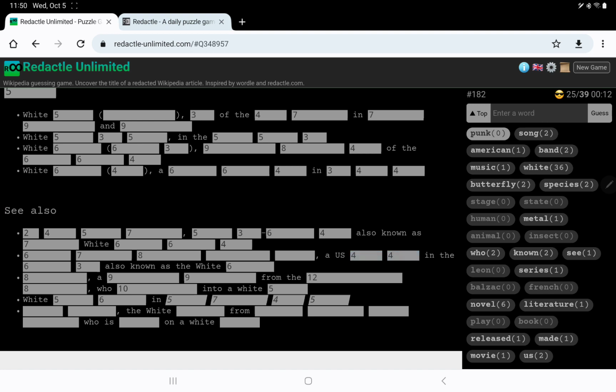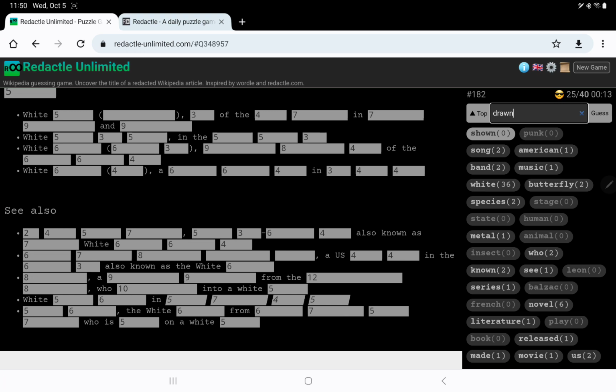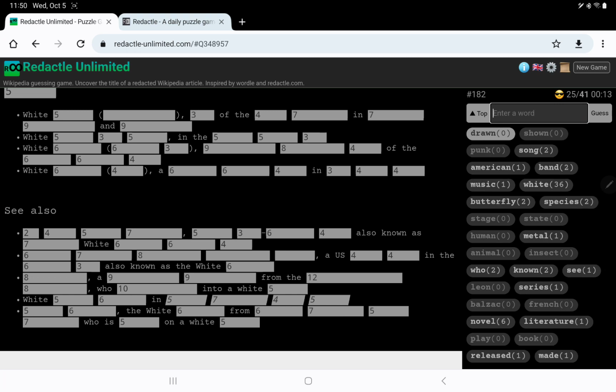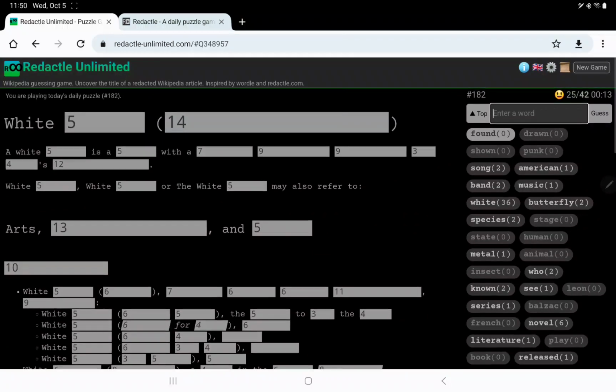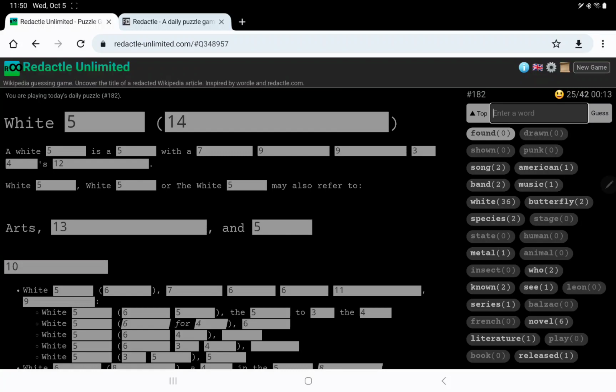A US 4/4 in the 6/3. Five six, the white 6 from 6757, who is shown, who is drawn, no, who is found, no, none of those. Let's go back up to the top.